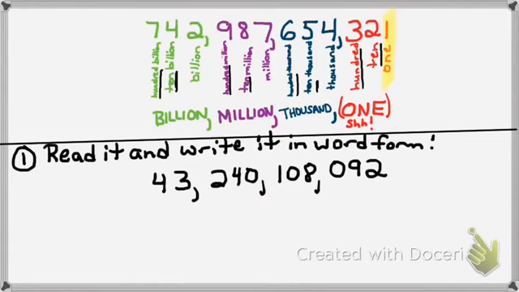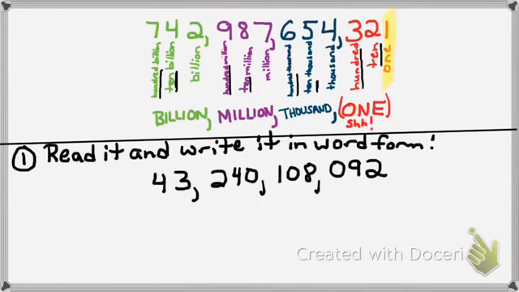Example number 1 will be similar, not exactly the same, but similar to problem number 1 on your worksheet. So you can refer back to this example when you're trying to solve problem number 1. The digits and some things may be slightly different, but it will be the similar type of problem. Number 1 says read it and write it in word form. So how am I going to tackle this problem?